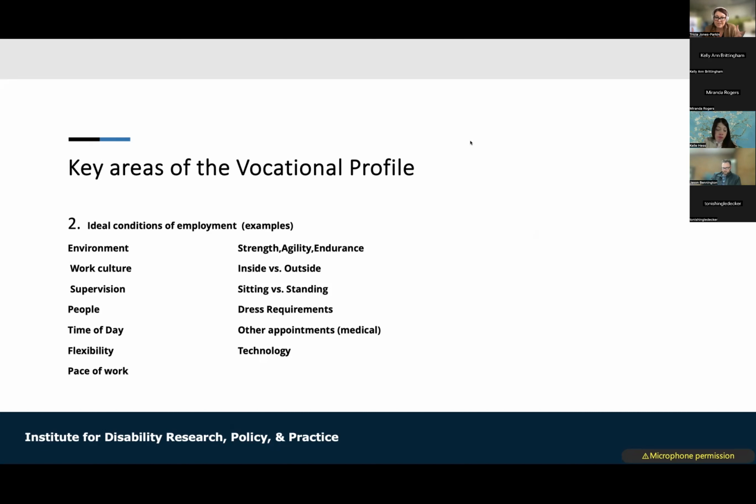What kind of supervision style does somebody really thrive in? Do they need to be working around people all of the time, or part of the time? What time of day is best? You don't have to answer all of these questions, but certainly you want to be considering these pieces, and some of them might be more important than others, depending on the person. Does somebody really need flexibility?